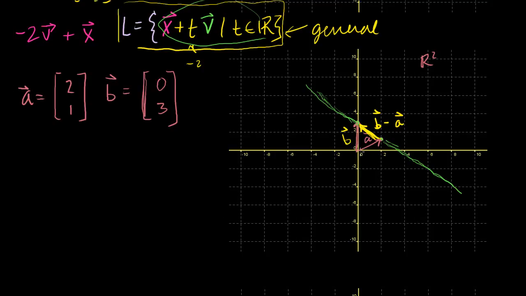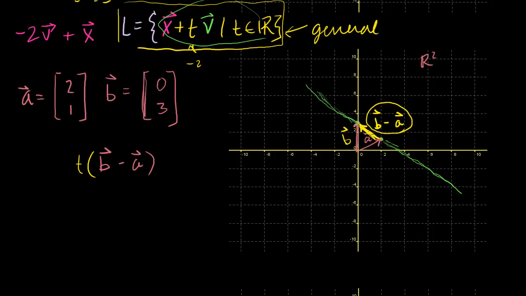And you just think about it. What do I have to add to a to get to b? I have to add b minus a. So if I can get the vector b minus a, and we know how to do that, we just subtract the vectors and then multiply it by any scalar, then we're going to get any point along that line. We have to be careful. So what happens if we take t, some scalar, times the vector b minus a? What do we get then?